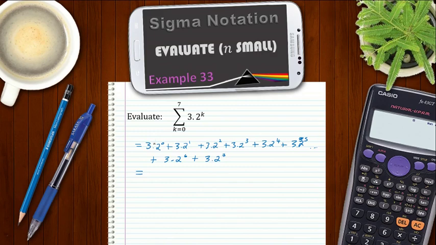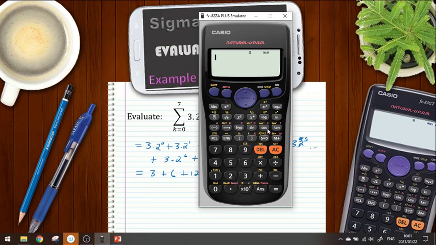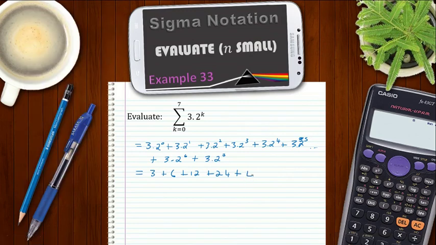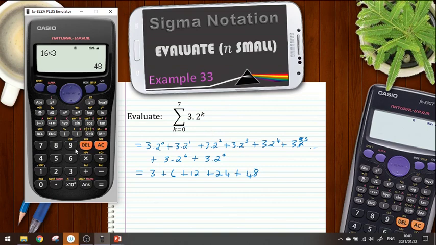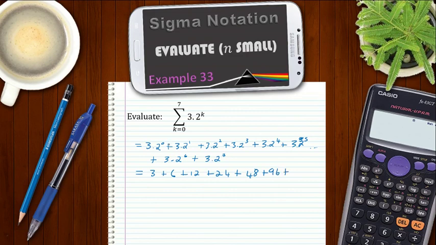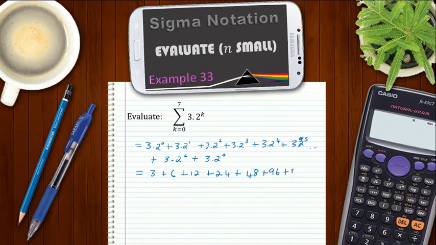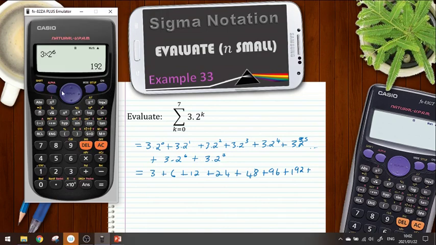So here we will have 3 times 1, so that's just 3, plus 6, plus 12, plus 24, plus, now it's getting a bit complicated, 16 times 3, so that gives us 48, and then we have 3 times 2 to the power of 5, which is 96, then 3 times 2 to the power of 6, which is 192, and then finally 2 to the power of 7, which gives 384.